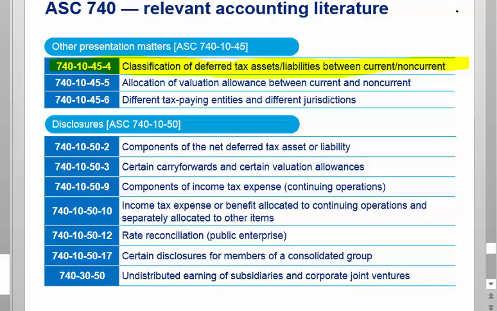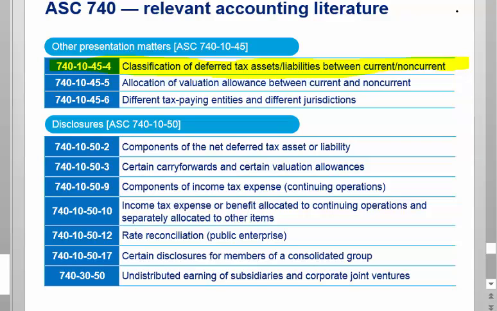So if you have lots of different kinds of deferreds, the question is, do you book them as all one type? Do you book them as current deferreds, non-current deferreds? How does it work? Okay. And the rule is actually changing on this right now. So the FASB just came out with a proposal to simplify this. And that proposal is going to become effective in the future. It's not effective currently. But the FASB just approved it last week.